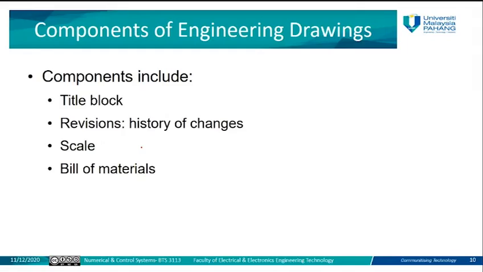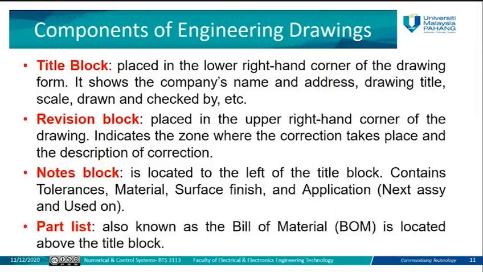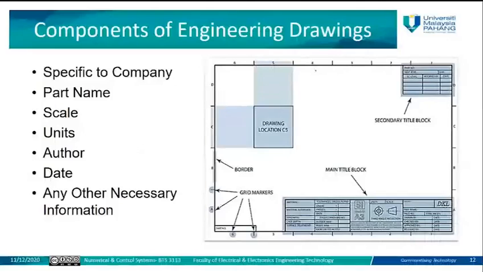As you can see here, this is the definition for all these main components, which are the title block, revision block, note block, and part list. You can go through it if you have such a drawing here. For example, you have the main title block, which is usually placed here. On the left here, you have some information about the materials and the company that developed it. Also, you have a secondary title block to highlight the revision part and so on.